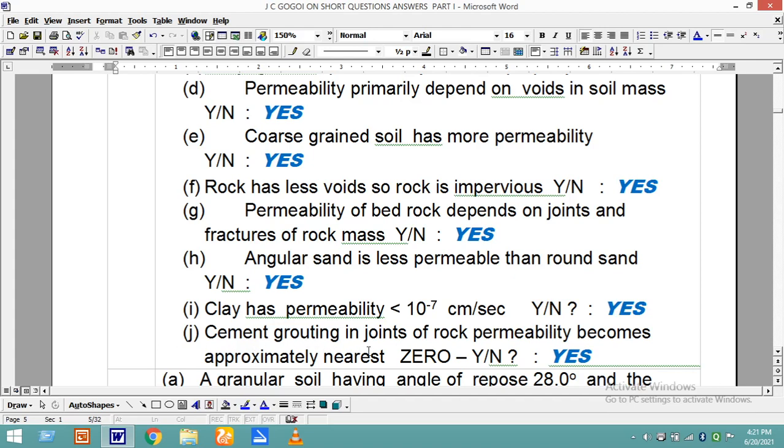Cement grouting in joints of rock, permeability became approximately nearest to zero. Yes, when joints are filled with cement grouts, it behaves like monolithic behavior. There are no joints and fractures. So it became very less permeable, almost nearer to zero.